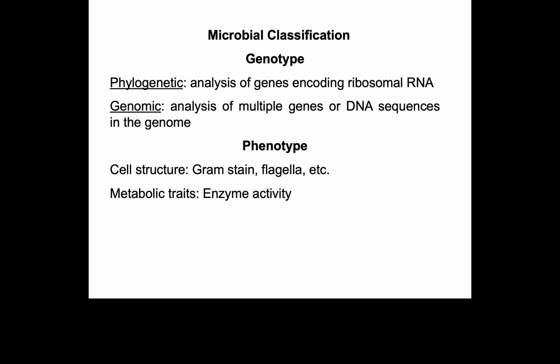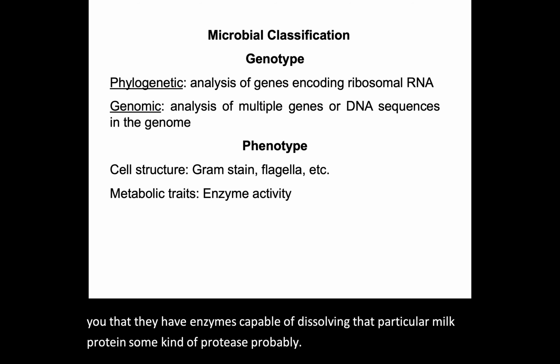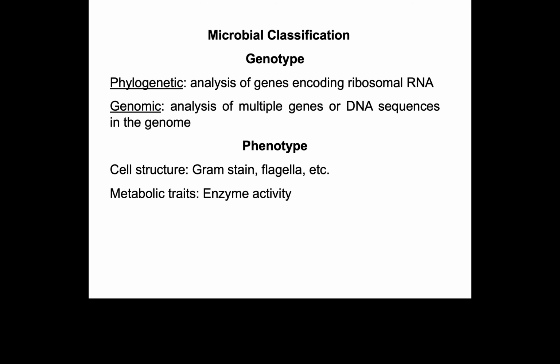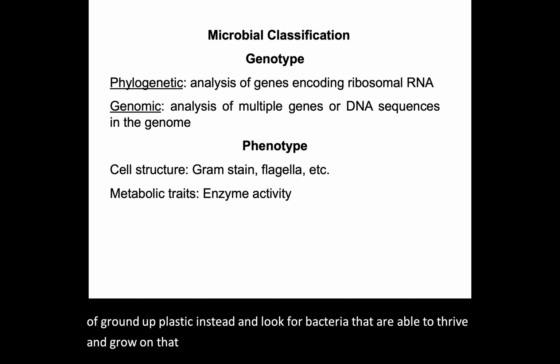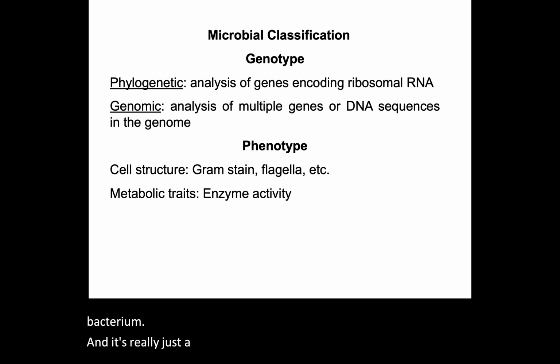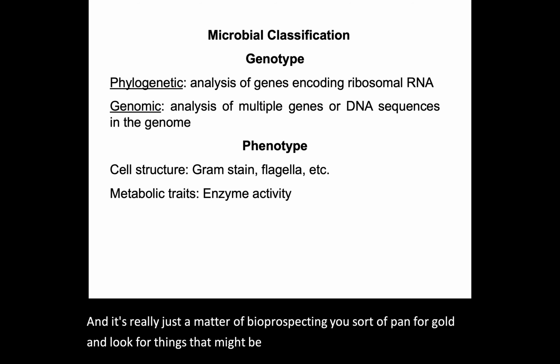As well, you can do this for biotechnology. So this is a key thing. If you have, let's say, a plastic that's building up in a landfill or something, and you want to figure out, is there a bacterium that has an enzyme that can break this down, you can take out the carbon source and put in little bits of ground up plastic instead and look for bacteria that are able to thrive and grow on that. Chances are the answer to most biotechnology problems is already somewhere on Earth and in some kind of bacterium. And it's really just a matter of bioprospecting. You sort of pan for gold and look for things that might be useful in an economic sense.